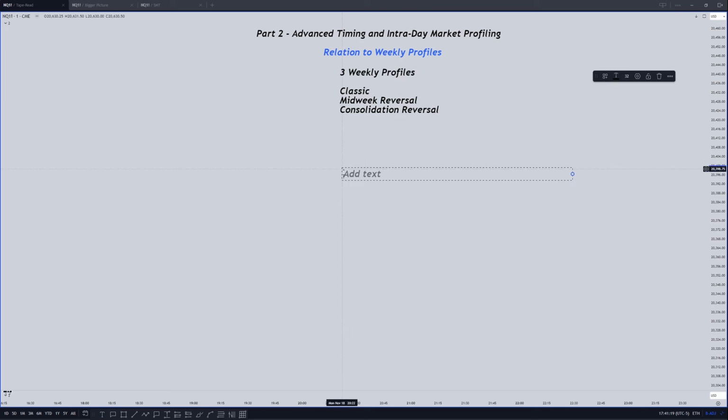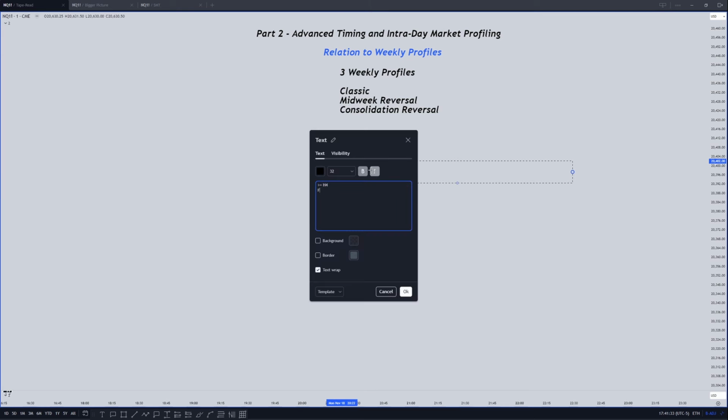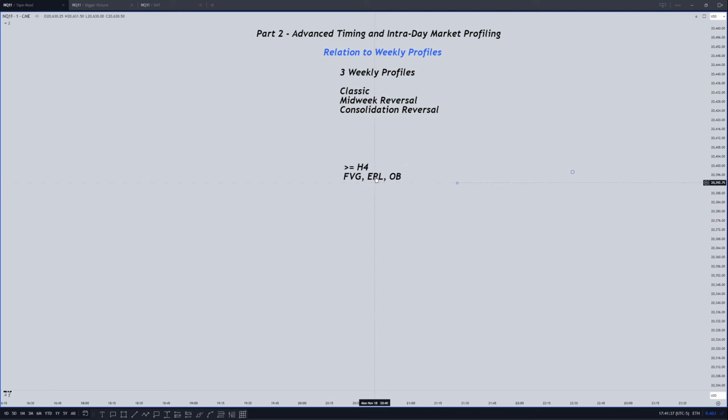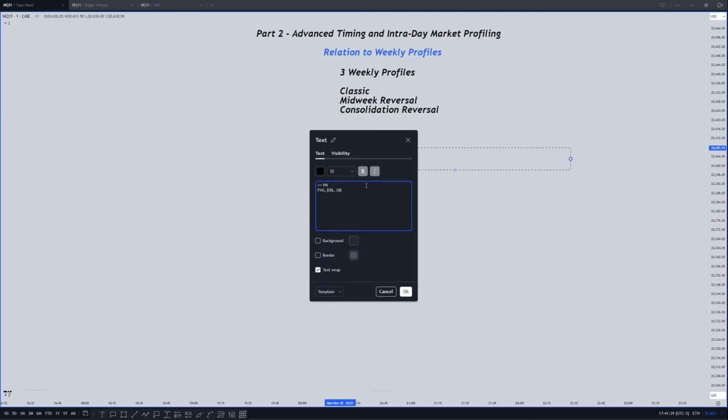So the time frame that I'm specifically looking for that weekly manipulation, right? Weekly is going to be the H4 or higher, so anything above or equal to the H4. Same exact thing: we're looking for a fair value gap, external range, or an order block that price is trading into. And there needs to be some sort of SMT.